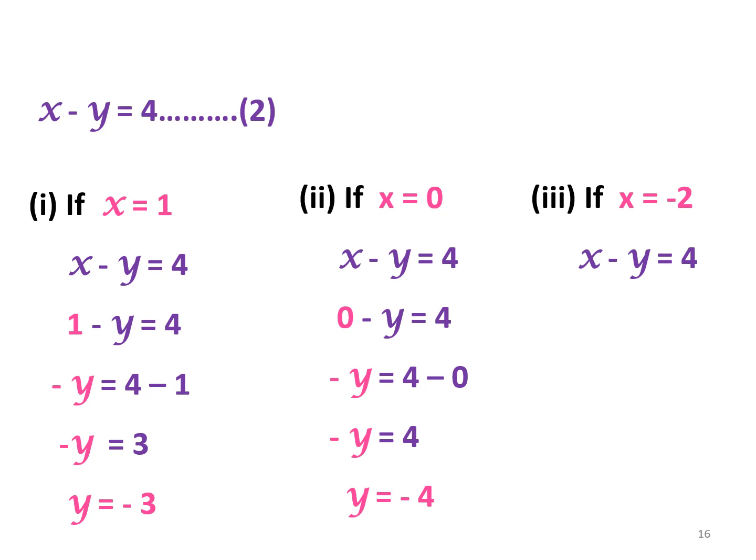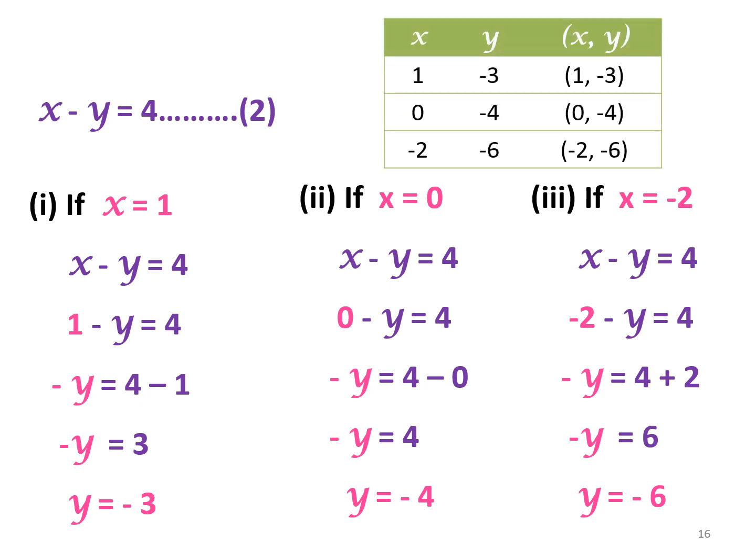Third one, if x is taken as minus 2, substituting x is equal to minus 2 in equation x minus y is equal to 4. Minus 2 minus y is equal to 4. Minus y is equal to 4 plus 2. Minus y is equal to 6. Y is equal to minus 6.